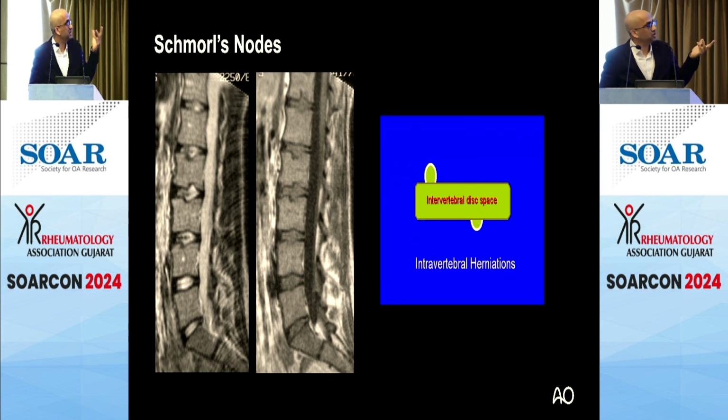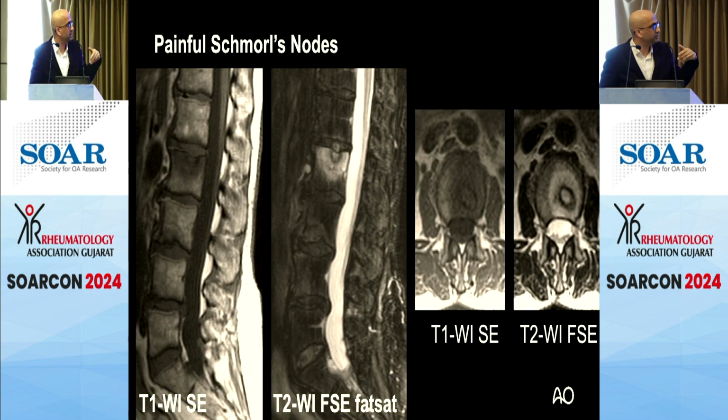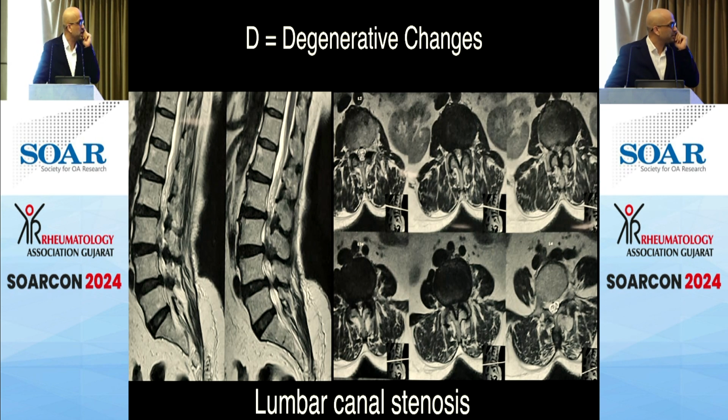Intravertebral disc herniation is called a Schmorl's node. Again, in many patients it is asymptomatic. For some patients it can be symptomatic. Like this, you can see the acute edematous change around that Schmorl's node here. This is a FATSAT image where you see the bright edema around that Schmorl's node here. So these can be painful sometimes.